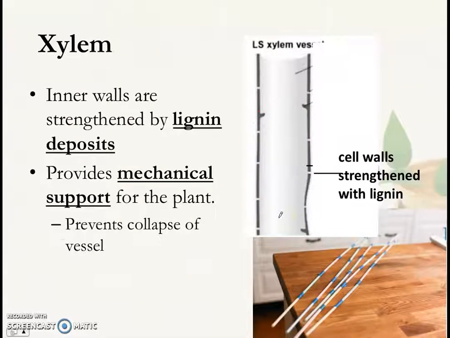Now, the other thing about xylem is that the inner walls are strengthened by lignin deposits. These are the cell walls of the xylem. Xylem cells are dead cells. They only have their cell wall remaining, and their cell walls are strengthened by lignin. The reason is that this provides mechanical support for the plant. Lignin makes the xylem vessels stronger, and this prevents the collapse of the xylem vessel. So lignin helps the vessel to stay in shape even as it transports water up the vessel.